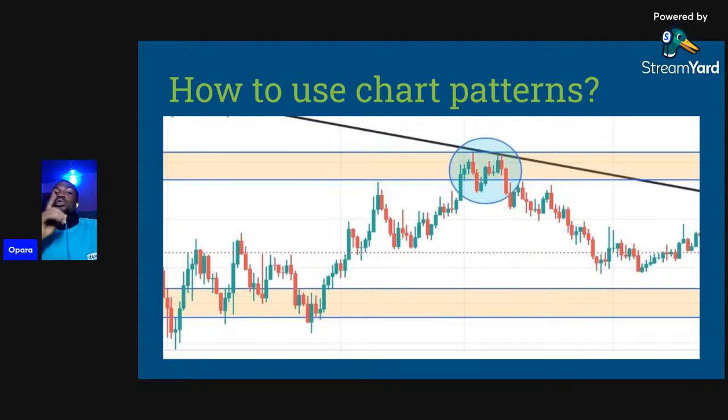Okay, so the first thing you need to do is to check other tools. Which other tools are you going to check? Your support, your resistance, your trend line. These tools are very, very important. Okay, so the moment these 3 tools have confirmed that this particular coin is going to go down, that's when you start looking for chart patterns.